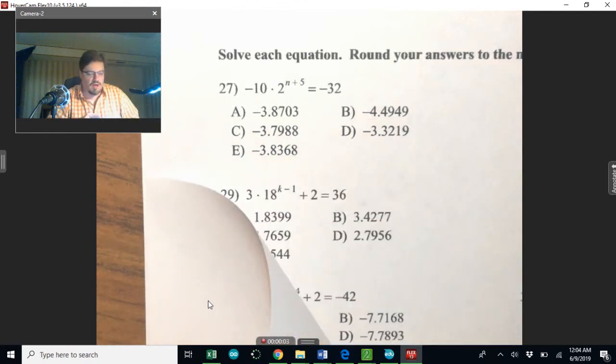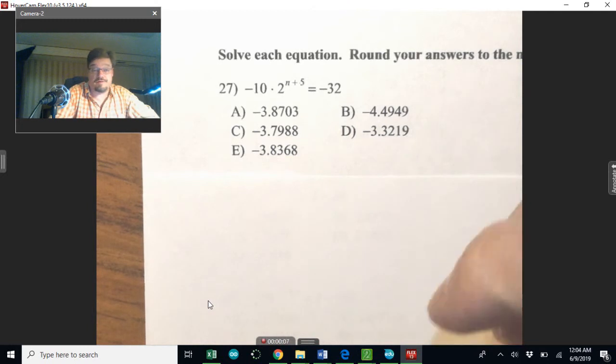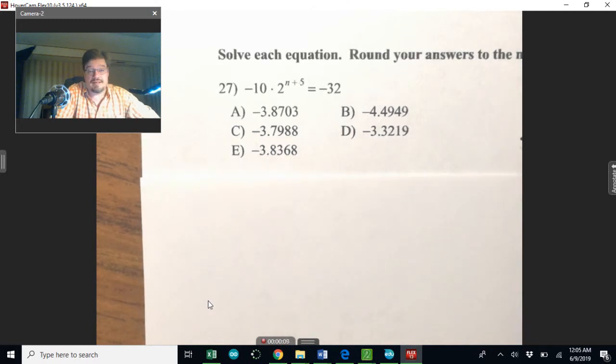Okay, the next batch of problems, 27 through 32, could be problematic for you guys. They're tough. There's not going to be 6 of them. There'll probably be 3 or 4. But do keep in mind here, these are kind of scaffolded.